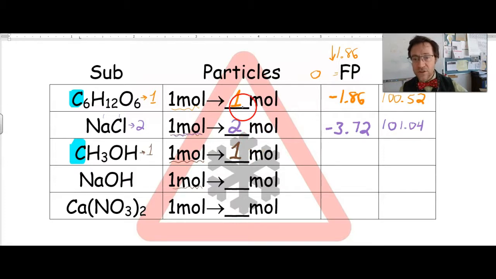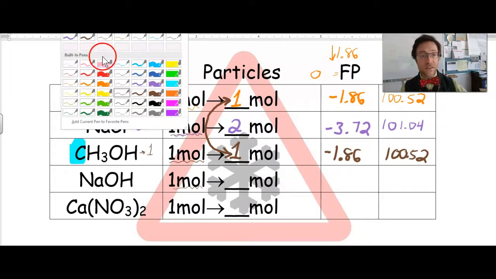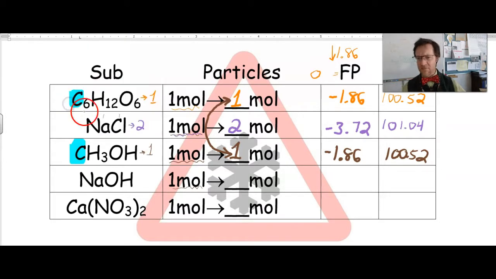And look, I'm going to cheat here a little bit. See this? Same exact number of dissolved particles. And if you remember, it doesn't matter what the substance is, it only matters the number of dissolved particles. So if I have 1 mole of dissolved particles, the freezing point is negative 1.86, that's it. Boiling point, 100.52, it's exactly the same. We get the exact same results regardless of what the substance is. That's why colligative properties are a little bit weird.